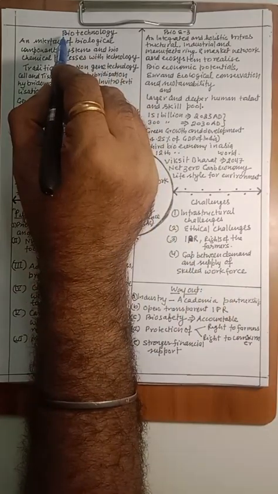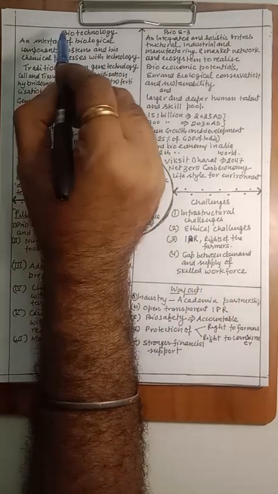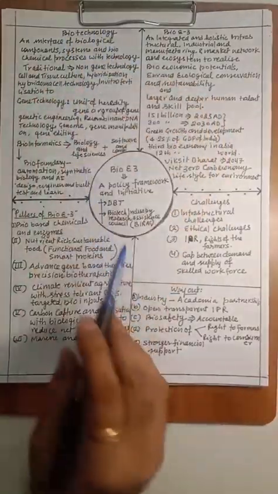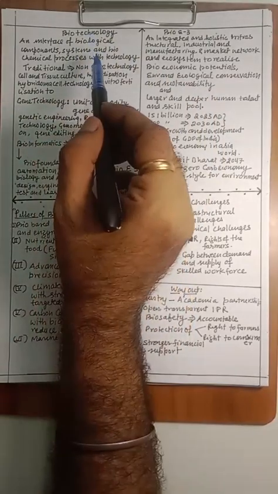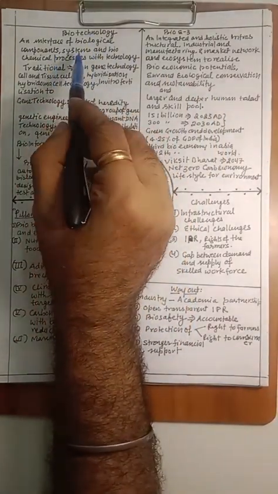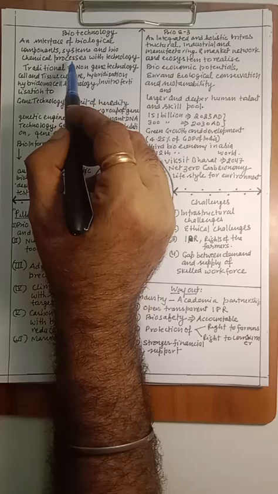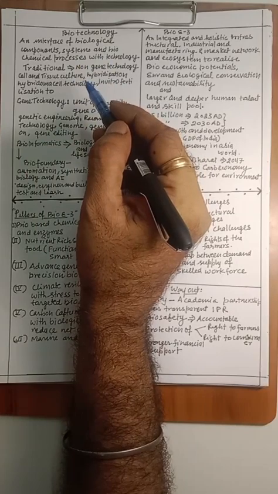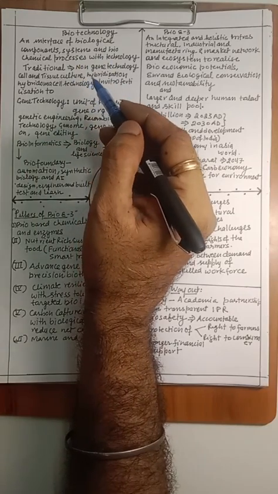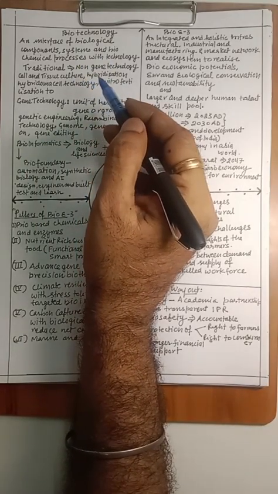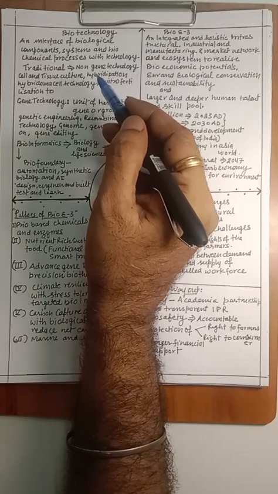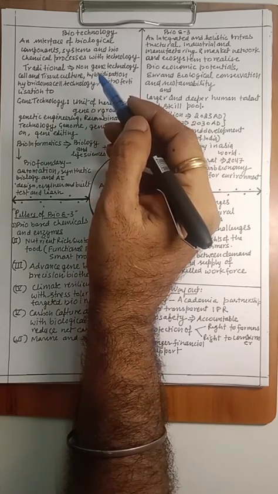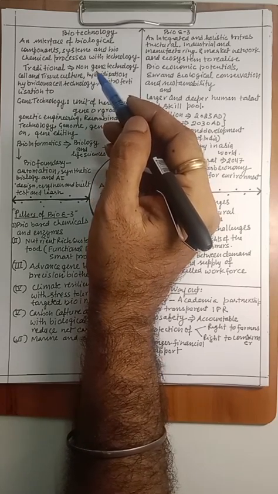Let us concentrate on first section. First, let us concentrate on defining biotechnology. So remember that biotechnology is an interface of biological components, systems, biochemical processes with technology which facilitate industrial and commercial bioeconomy with backward and forward linkages, facilitating production, distribution, exchange, and use.